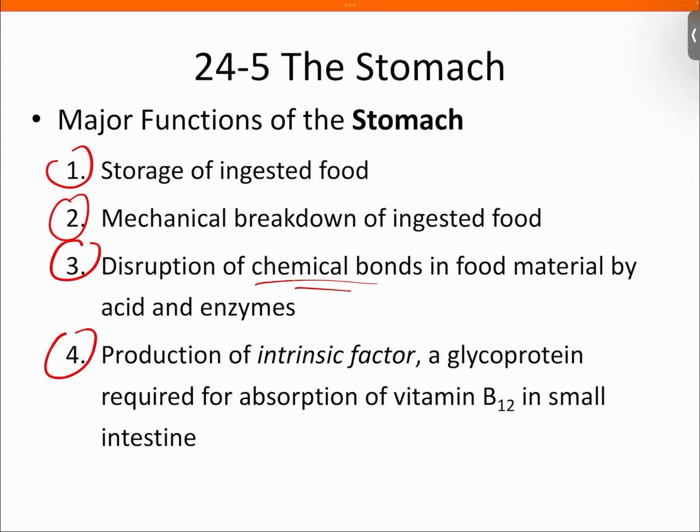And then you also have what's called intrinsic factor that's actually produced. This is a big one. This is big enough to where it has its own bullet point. So intrinsic factor is a glycoprotein. And what it does is it helps with the absorption of vitamin B12.